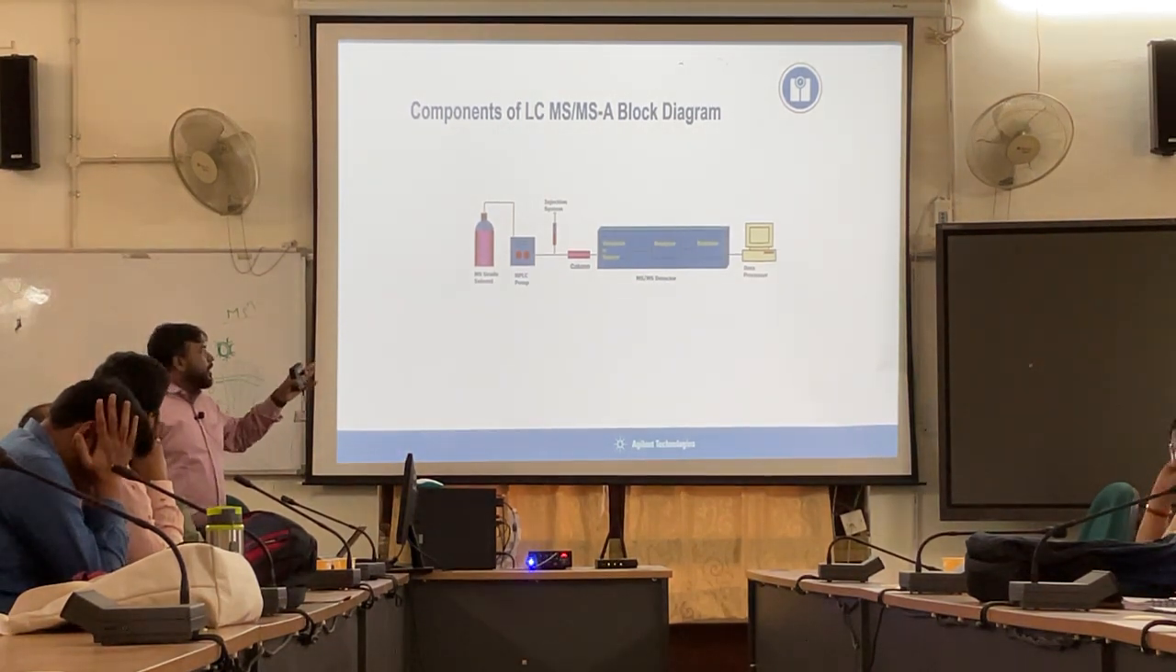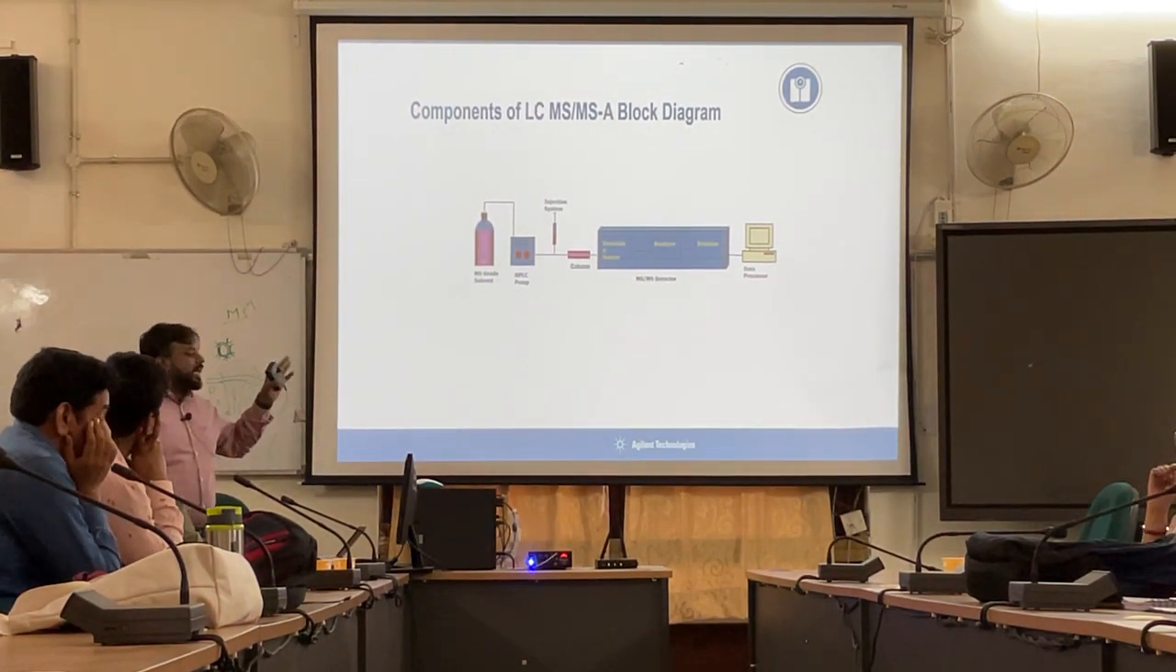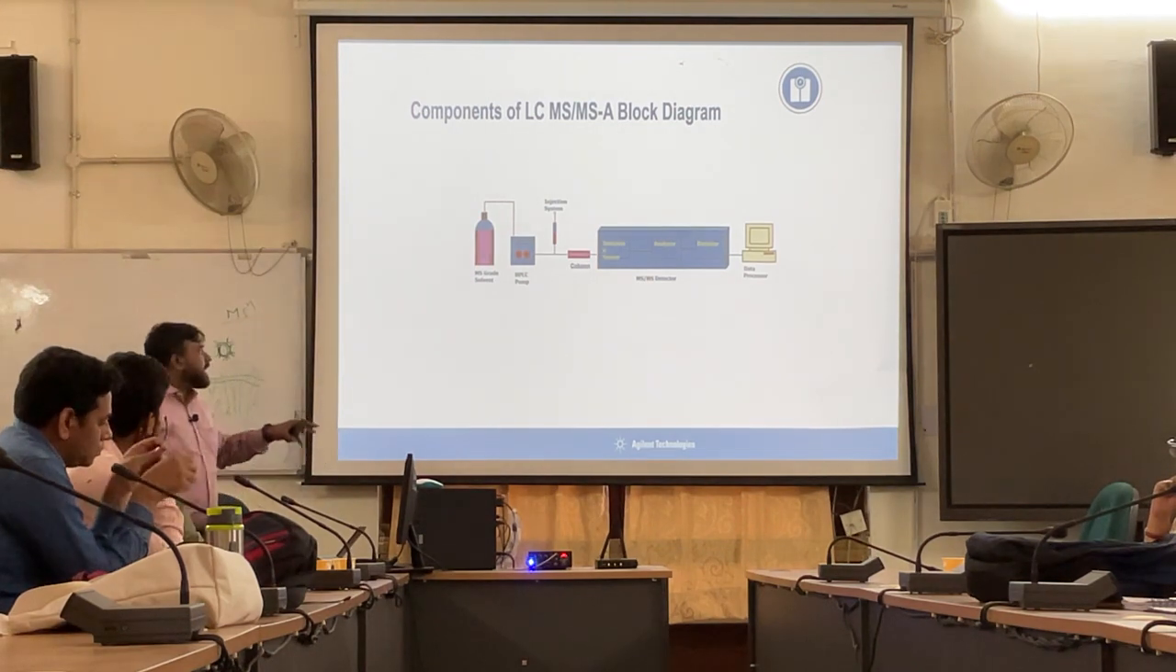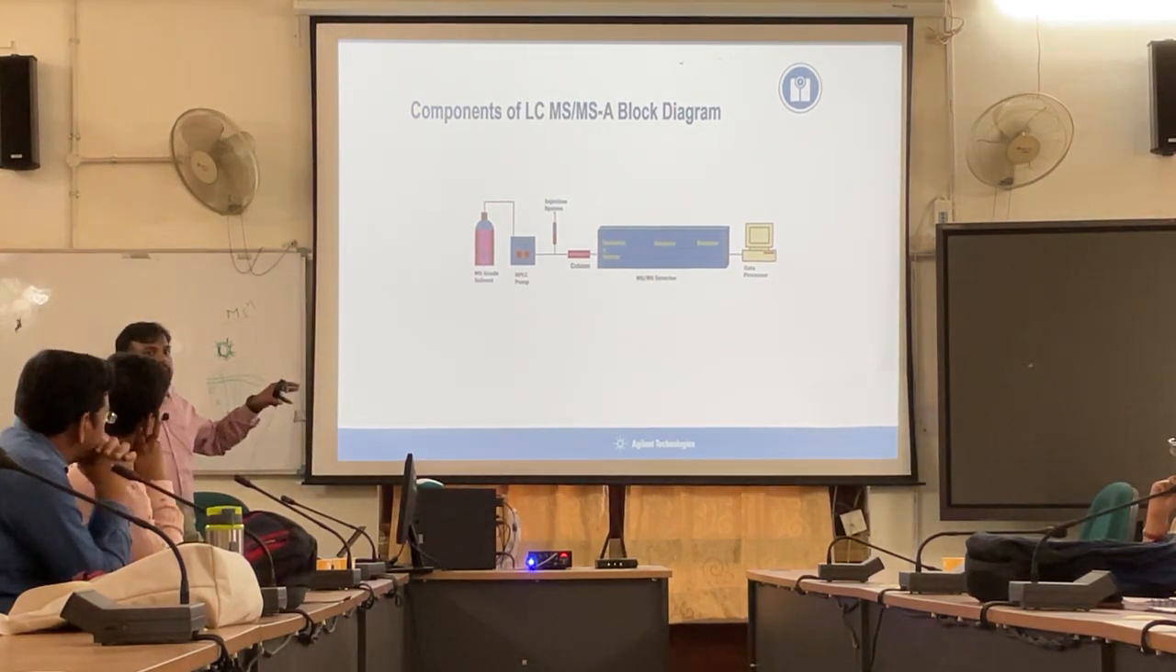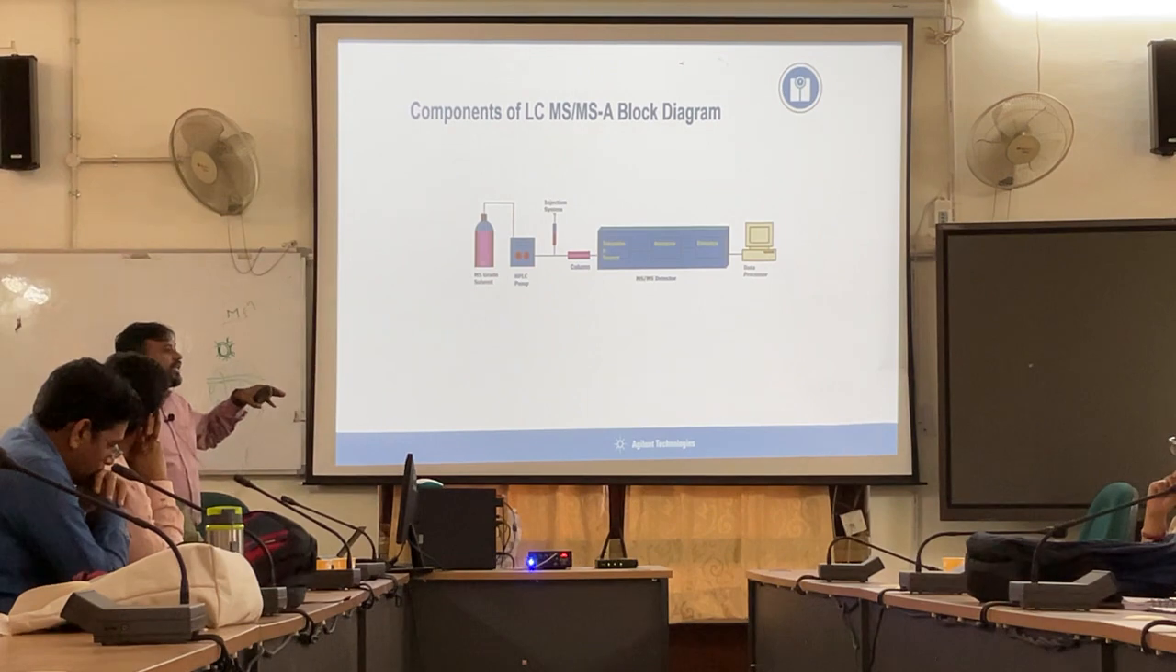So after the column, it will go to the source. I'll describe it also in another pictorial diagram. So in the source, the desolvation would happen. So what will happen in desolvation?